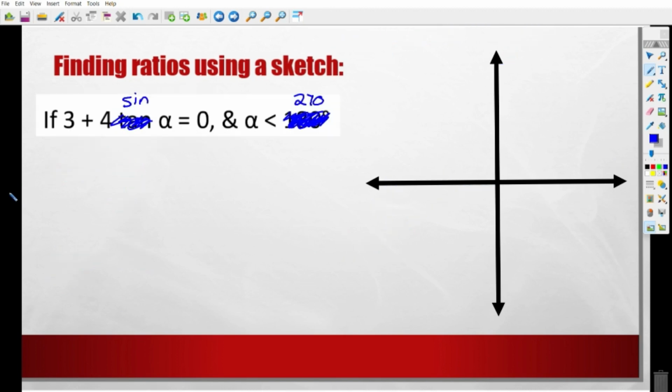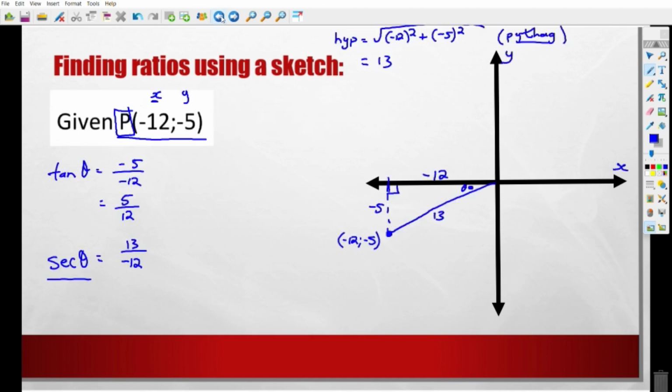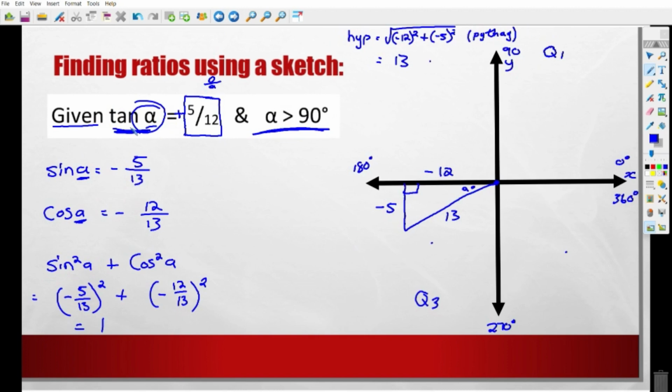Let's look at this example over here. Here we see that we've got 3 plus 4 sine of A is equal to 0, and A is smaller than 270 degrees. Let's work this out. If you look at my first example, I said tan of A is equal to a fraction.